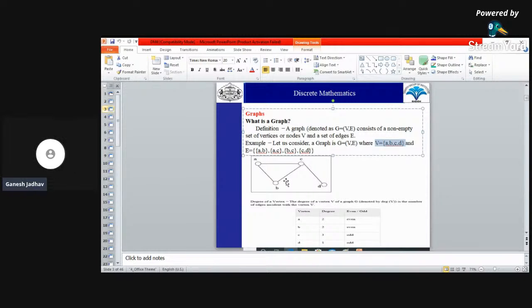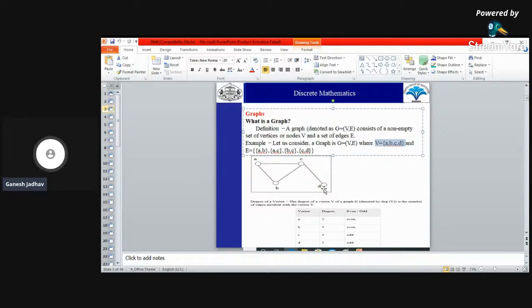So what is a graph? A graph is denoted as G equals (V, E), where V means vertices and E means edges. It consists of a non-empty set of vertices. Whenever the set is empty, we can say that this is not a graph. Here the vertices are A, B, C, D. Vertices are also called nodes. So these are the four nodes: A, B, C, D.